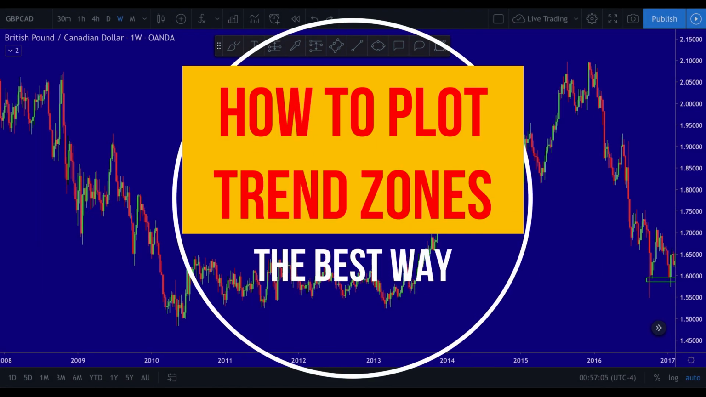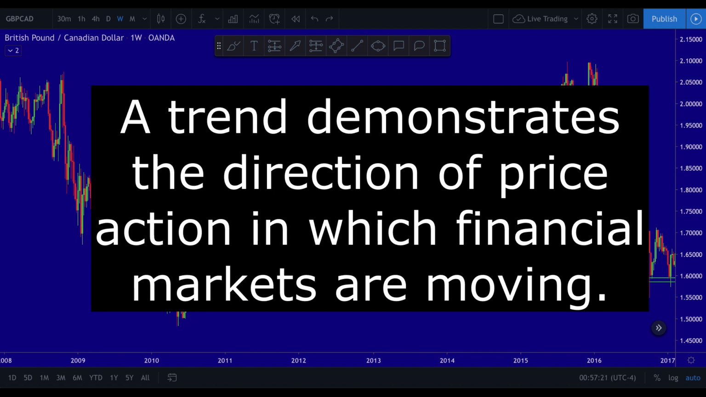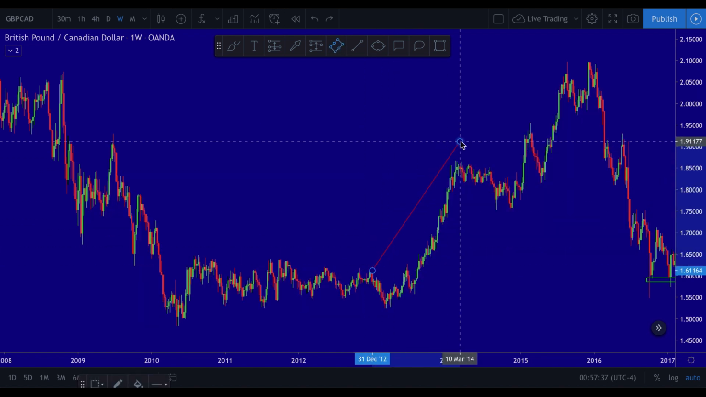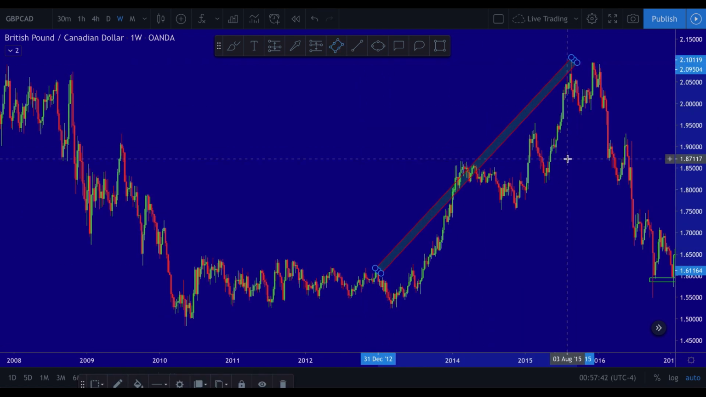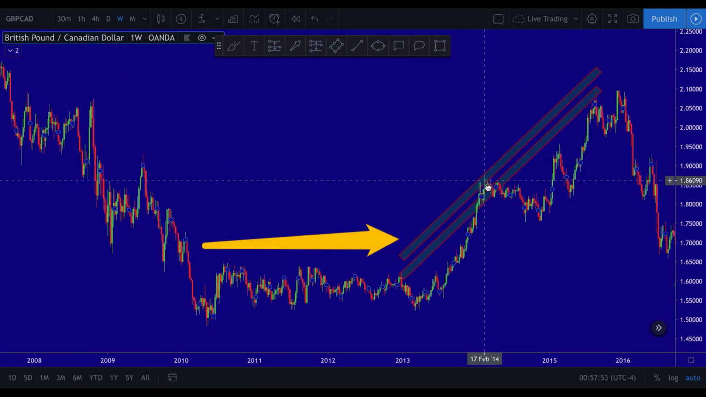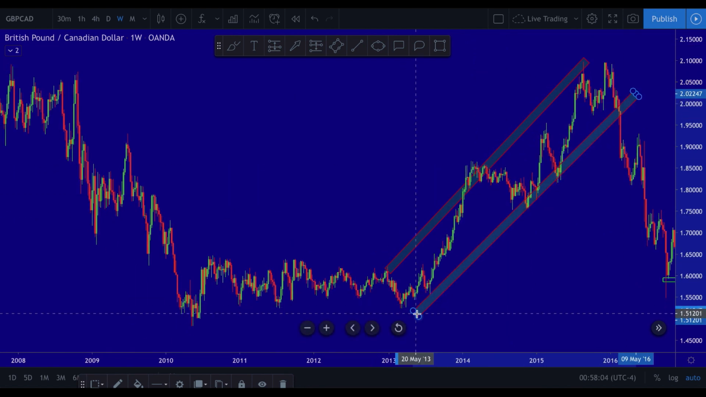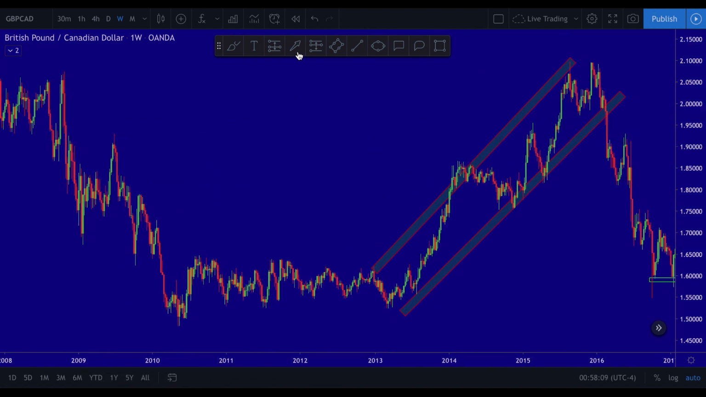Good day. In this video, we're going to discuss how to plot trend zones. What is a trend? A trend demonstrates the direction of price action in which financial markets are moving. In simple terms, either the market is moving in an upward motion, a sideways motion, or a downward motion. Those are the 3 different types of trending markets. Now let's demonstrate how we plot trend zones.